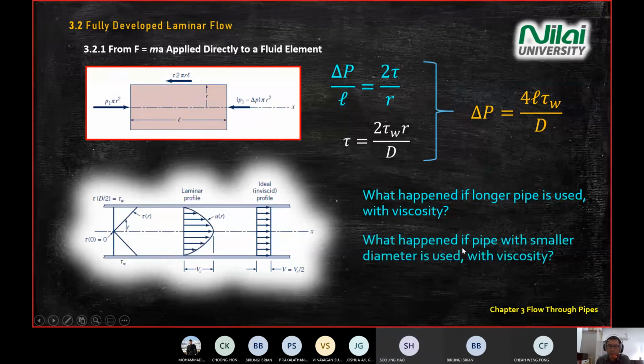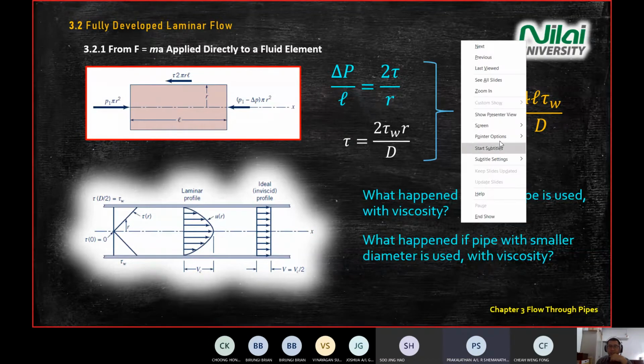Okay. So what happened if we have a smaller diameter? Praka, are you there? Praka? Yes. Okay, try to solve this question. What happened if you have a smaller diameter? What happened to your delta P? Will it increase or will it decrease? It will decrease.